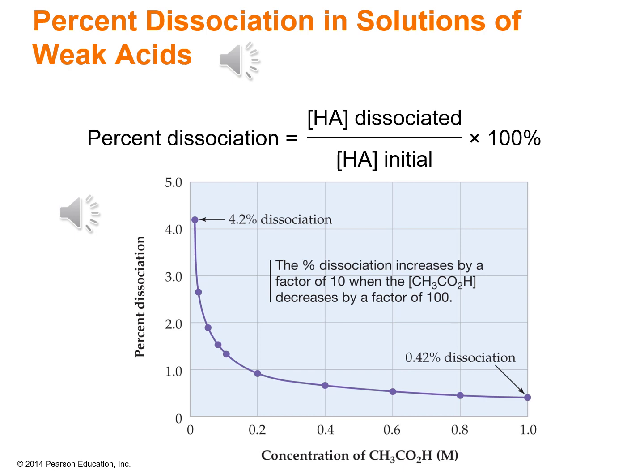In addition to Ka, another useful measure of the strength of a weak acid is what's called the percent dissociation, defined as the concentration of the acid that dissociates divided by the initial concentration of the acid, times 100%.